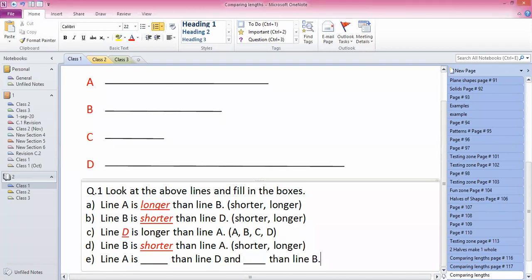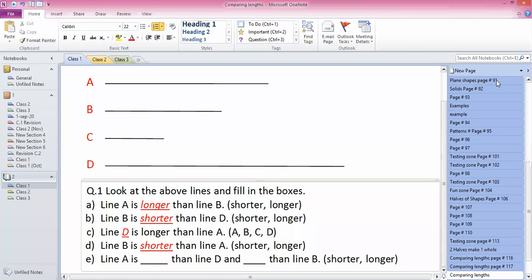This is the question, guys. Now, shorter, longer. Now you have to tell me the answer for the two blanks. Line A is dash than line D and dash than line B.